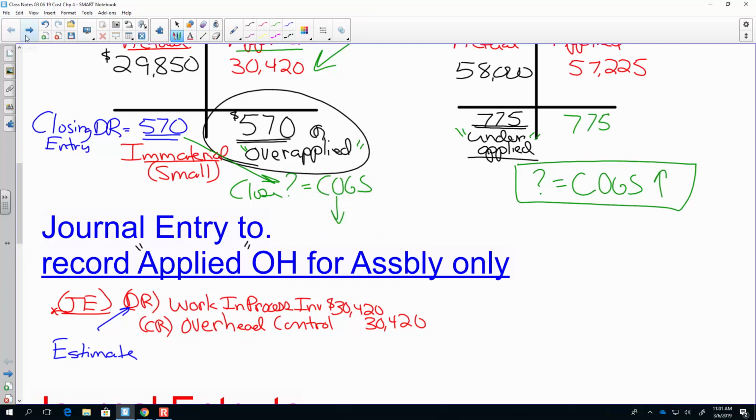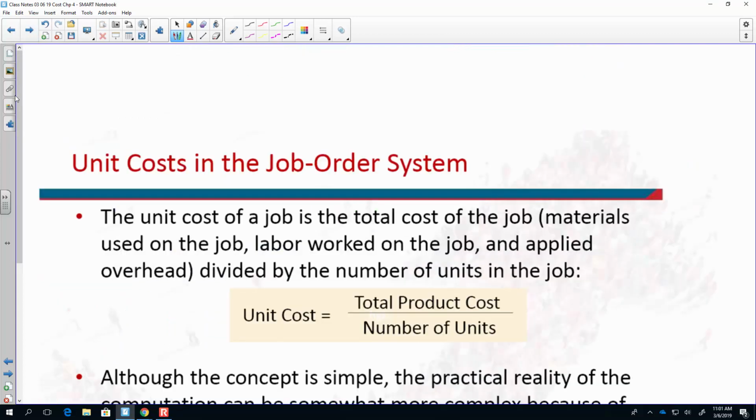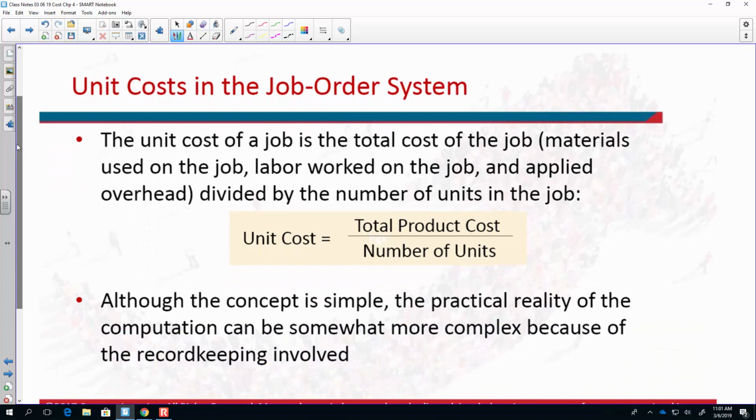Now, I know we don't like to read the chapters in some cases, although it's fascinating material. I just want to point out some terminology again. How do we get unit cost? How do we get a cost per unit? Unit cost or cost per unit means the same thing. It's dollar amount over units. It's very simple.